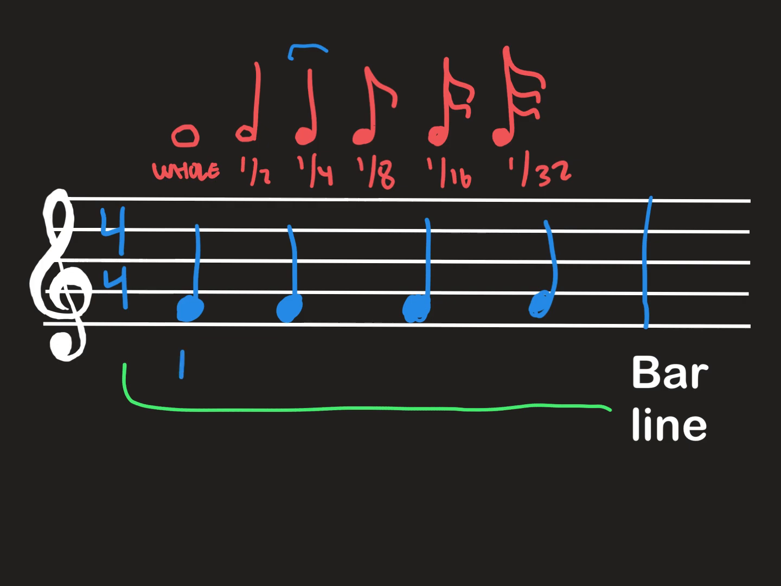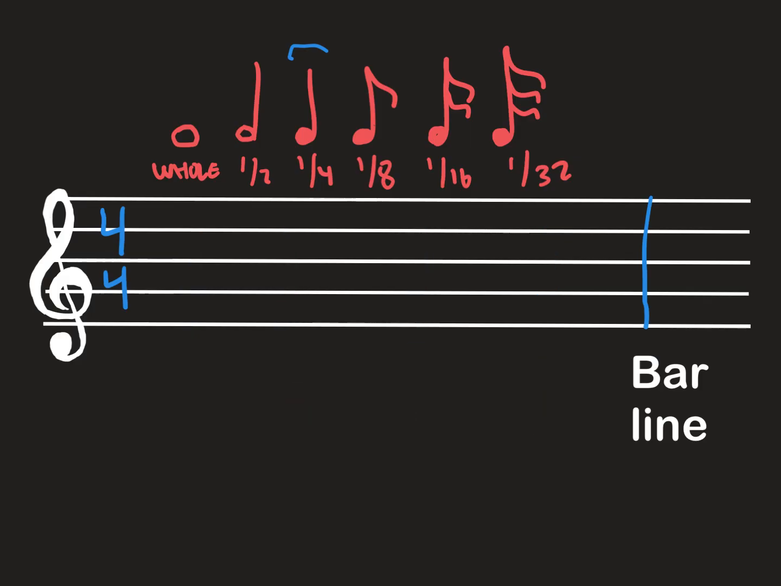We would count that 1, 2, 3, 4. If we wanted to label it, it would be the note F, F, F. So those notes would happen over and over again. F, F, F, F.